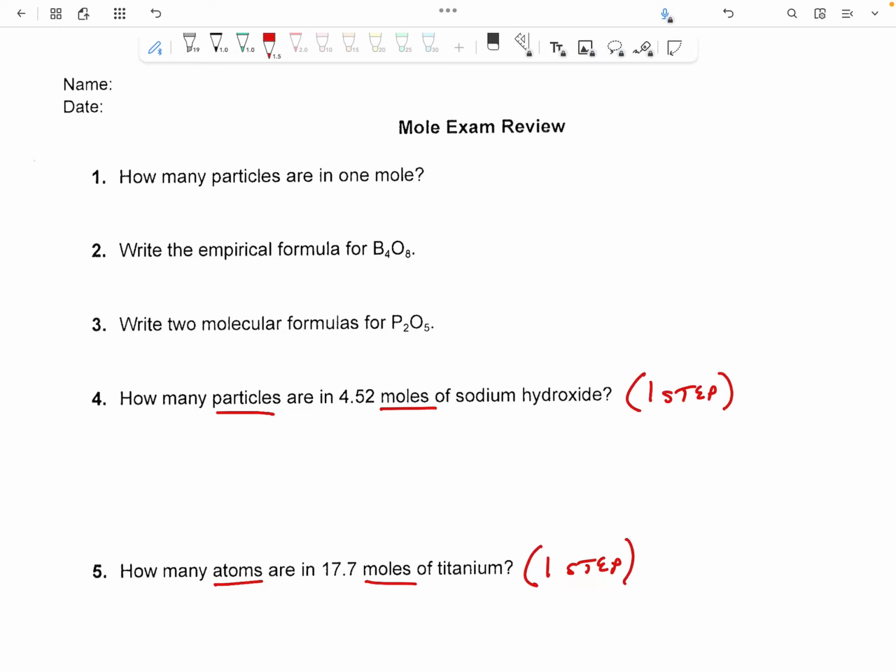So here we go. How many particles are there in one mole? Well, here's the answer: 6.02 times 10 to the 23rd particles. Pretty standard, that is the mole.